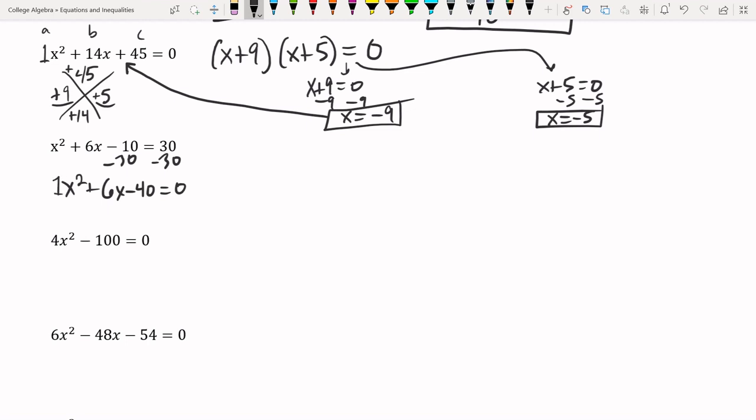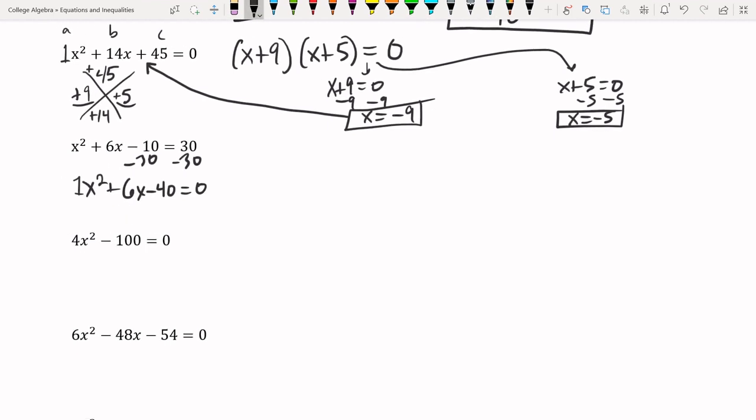A again here is 1. A times C, let me actually do it off to the side here. A times C is -40. B is +6. Two numbers that multiply to give -40 and add to give +6. That's going to be +10 and -4. All right, yep. So we get A is 1 here again, so we can use the shortcut. X plus 10, x minus 4 equals 0.